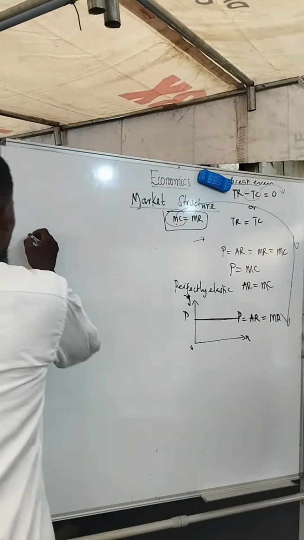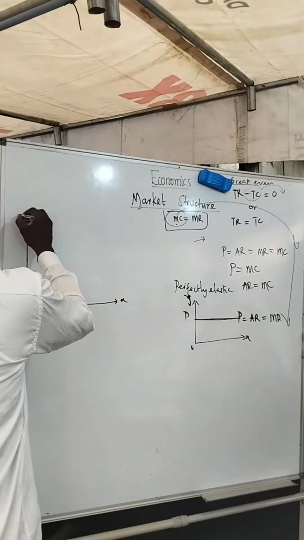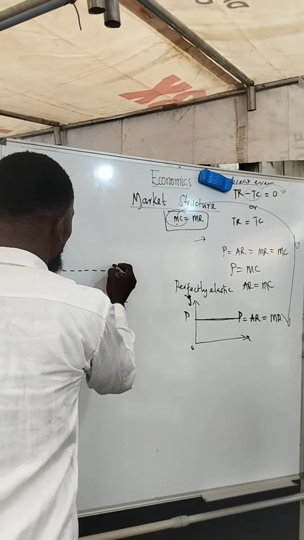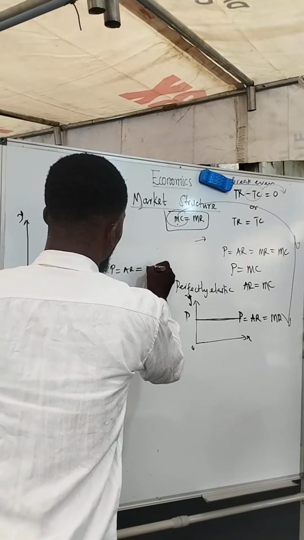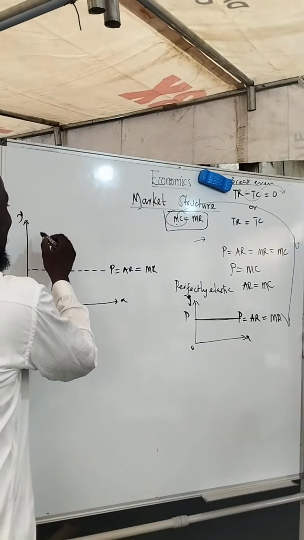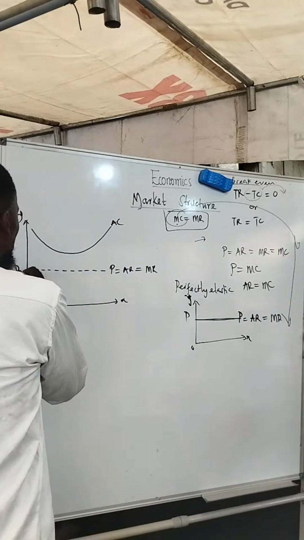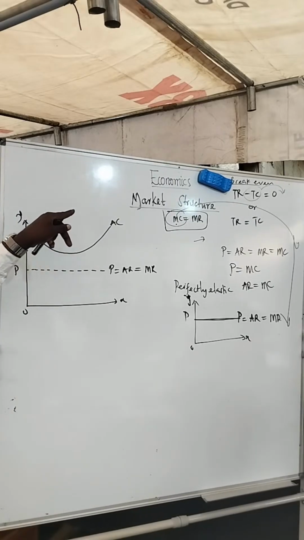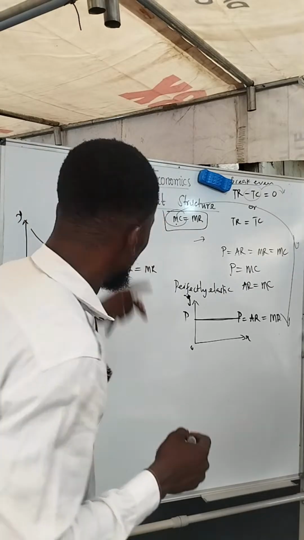Look at the diagram here so that you understand what we are saying. Let us say this is our price. You know that our price equals average revenue equals marginal revenue. Now we have an average cost curve, and the curve goes like this. This is price. So look at this average cost curve and price. You can see that price is under the average cost curve. Am I making any sense? Price is under the average cost curve.